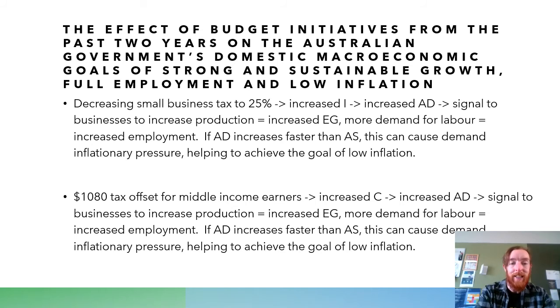The $1,080 tax offset for middle income earners will lead to increased private consumption spending as households have more disposable income, which will lead to increased aggregate demand, which then sends a signal to businesses to increase their production, which leads to increased economic growth. More derived demand for labour, increased employment, more likely to achieve full employment. If aggregate demand increases faster than aggregate supply, this can cause demand inflationary pressure, which helps to achieve the goal of low inflation. There are 2 policies and how they affect aggregate demand.